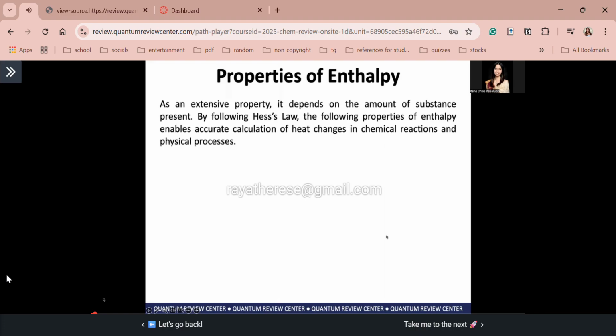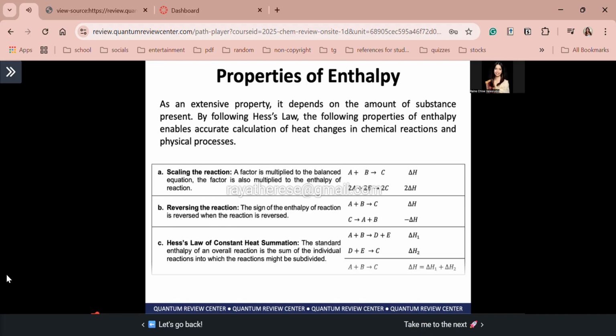Okay, let's go. So, we know that enthalpy is an extensive property, so it depends on the amount of substance present. By following Hess's law, the following properties of enthalpy enable accurate calculation of heat changes in chemical reactions and physical processes. So the first property is that the enthalpies of reactions can be scaled.